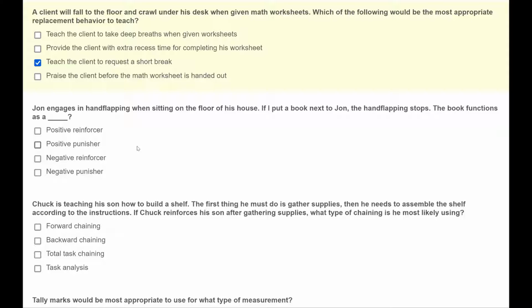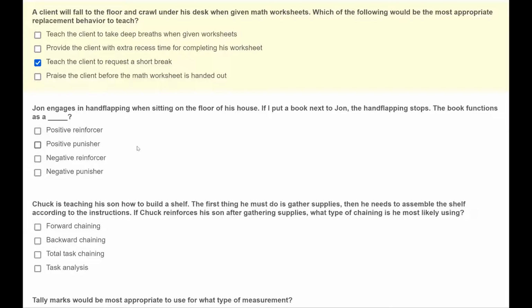What is our process for reinforcer punisher questions? We ask ourselves, did the behavior increase or decrease? Did we add or take away something? We know if the behavior increased, it's a reinforcer. If it decreased, it's a punisher. If we added something, it's positive. If we took away something, it's negative.